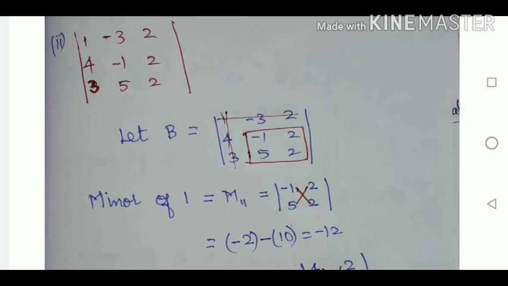I am getting minus 1, 2, 5, 2. After finding m11, you have to cross multiply. That is, minus 1 into 2, you are getting minus 2. Minus 2 fives are minus 10. We are getting minus 12.